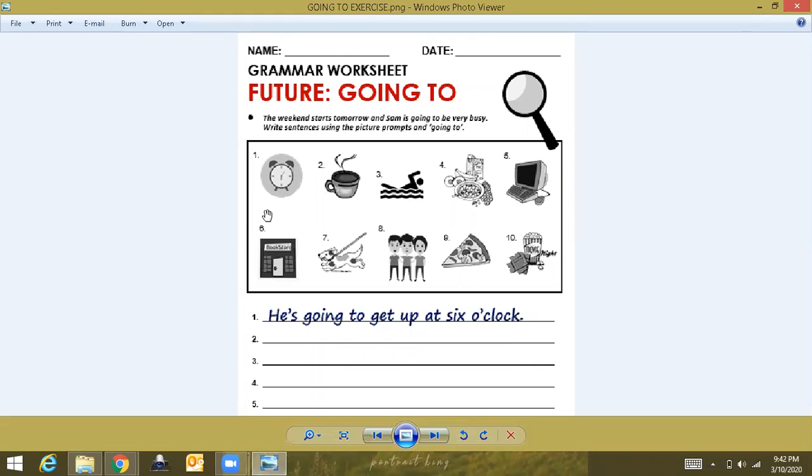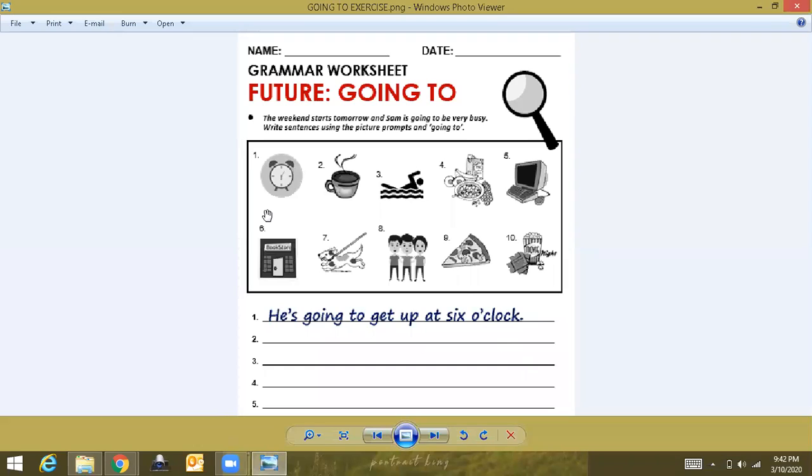Ok, so, ¿qué otra oración pudiéramos haber hecho en la número uno? A ver. He's going to get up early. Good, very good. How do you say él va a poner alarma? He's going to put the alarm. Good, very good. ¿Cómo diría usted él va a comprar un despertador? He's going to buy an alarm. Good, very good. You can say he's going to buy an alarm, he's going to buy a clock. So you can use one picture for different sentences.